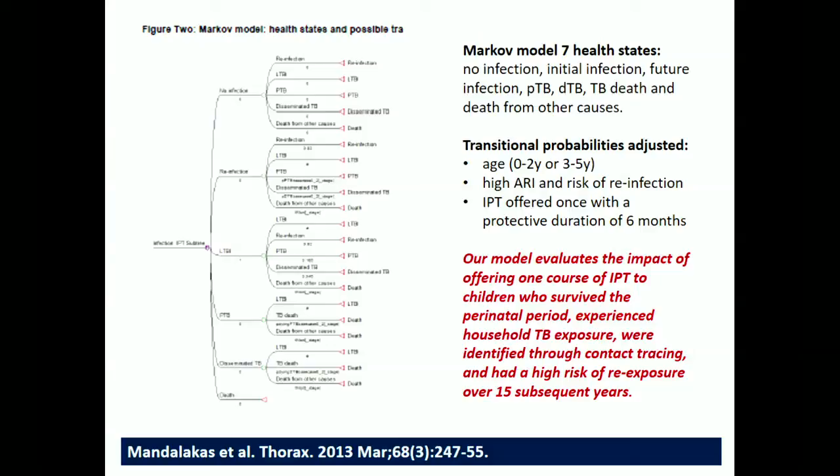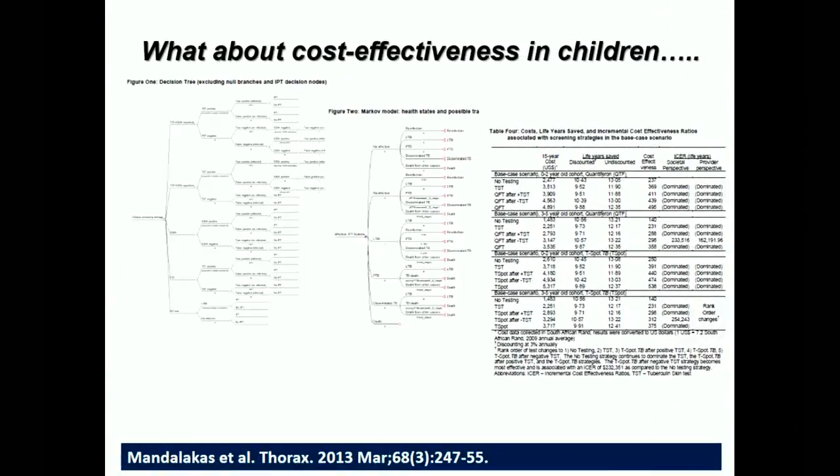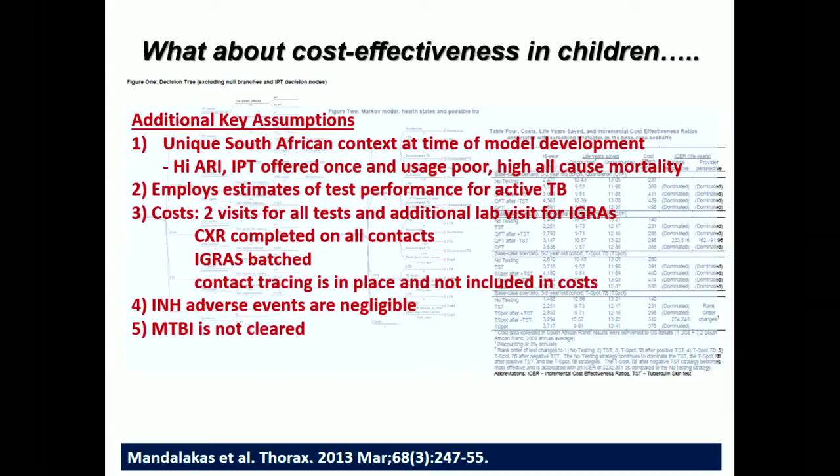So basically, if you want to take all of that, and it's in the red there, our model evaluates the impact of offering one course of IPT to children who survived the perinatal period, had household TB exposure, did not have TB, were identified through a contact tracing program, and had a lot of chance of getting infected again over 15 years. Okay, so you want to know what the cost effectiveness is, but we can't do that yet because we have to think about the assumptions in the model.